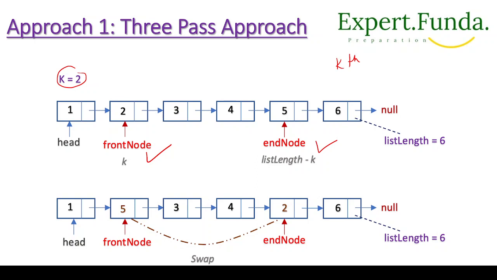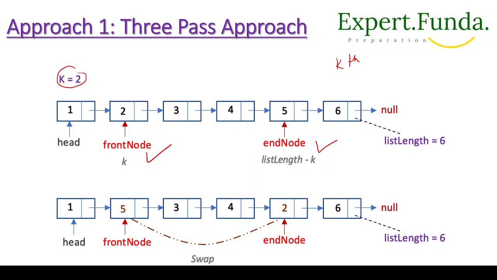Finding the position of the front node is simple. We can start traversing from the head node until we reach the kth node we have been given in the linked list. But to find the end node, we must first know the length of the linked list.